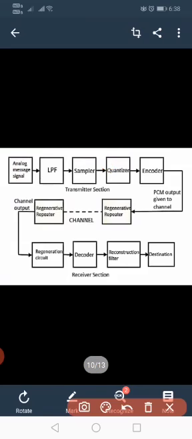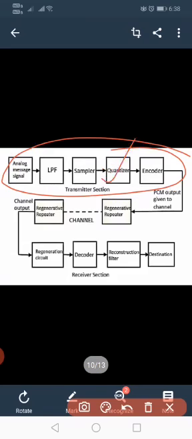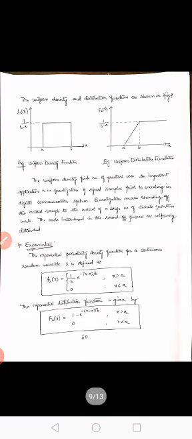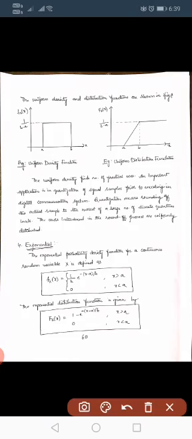So this is the basic block diagram of a digital communication system. In this part we use the uniform probability density function. The uniform density finds a number of practical uses. An important application is quantization of signal samples prior to encoding in a digital communication system. Quantizing means rounding off the actual sample to the nearest value. Suppose it is 0.9, we will round off to the value 1. Suppose it is 0.3, we will round off to the nearest value 0.